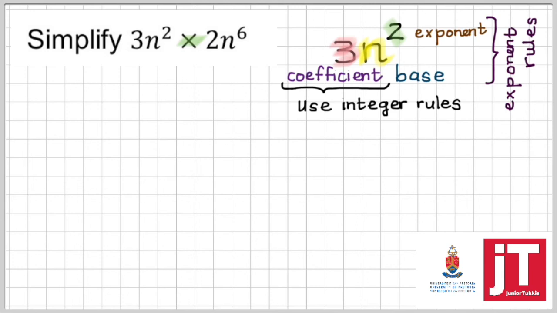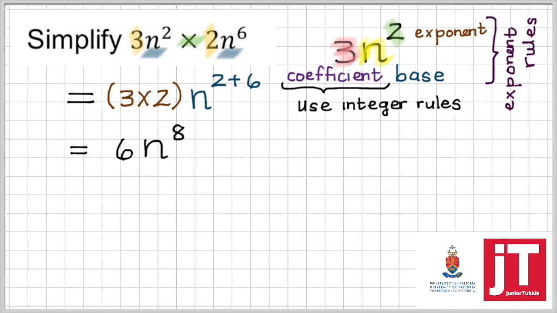Now back to the question. In this problem, we are multiplying and we identify the coefficients as 3 and 2. We now know that we will simply multiply the coefficients and say 3 times 2. We have the same base, which is n, and of course, law number 1 says that when the bases are the same, we need to add the exponents. So we say n to the power of 2 plus 6. If we simplify this, we end up with 6n to the power of 8, and this is the answer to this problem.